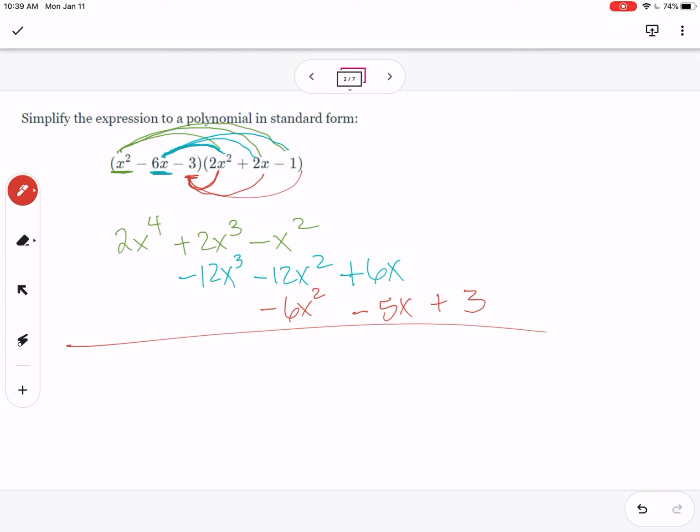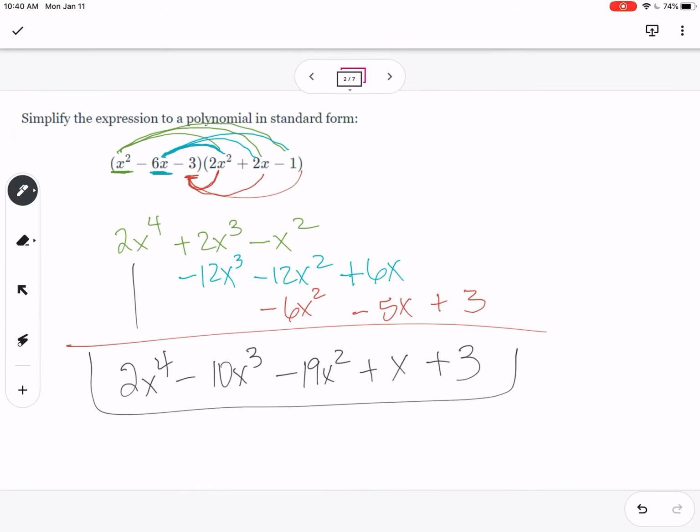So go ahead and add your like terms here. This is 2x to the 4th minus 10x cubed minus, what is that, 18, 19, minus 19x squared plus 1x plus 3. And there it is. That is multiplying polynomials.